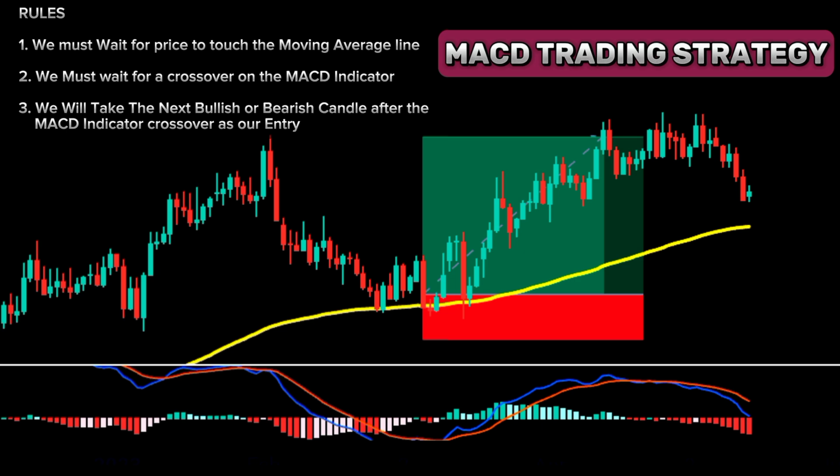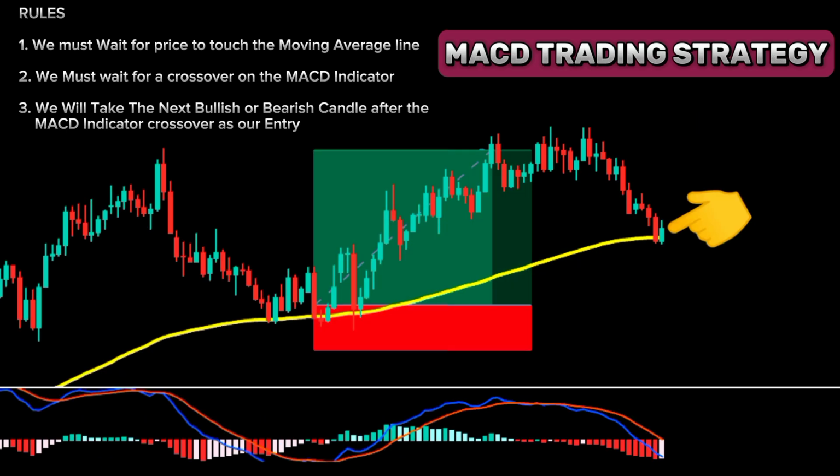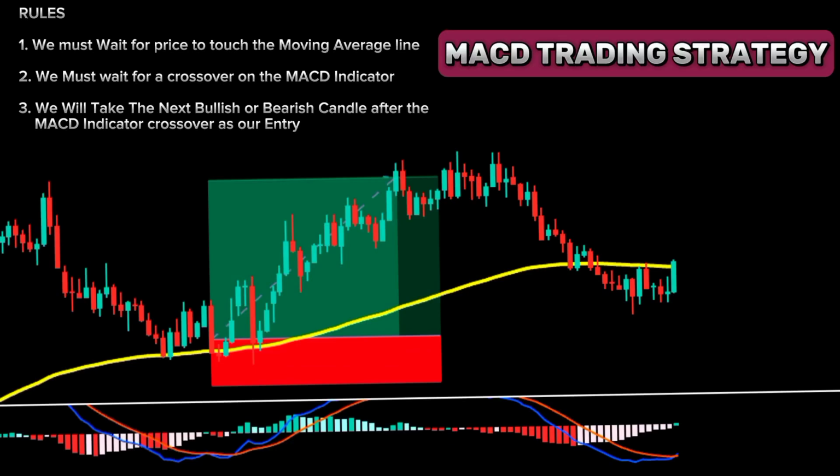So based on our first rule, we must wait for the market to touch the 100 EMA. And as you can see here, the market has touched our 100 EMA line. And that is the market fulfilling our first rule. And next we must find a crossover on the MACD indicator lines in order to take the next step. And here our indicator lines, the MACD line and the signal line have finally made a crossover. Our second rule has been fulfilled.